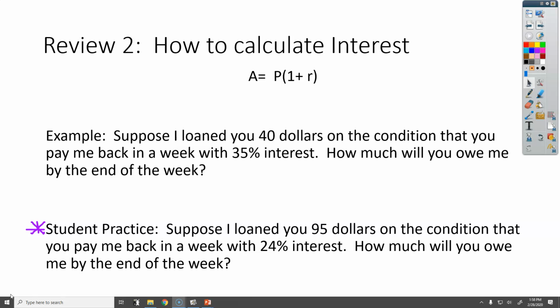Okay. So guys, you should be getting about 117.8. Let's see how to do this. So Adrian Hernandez, help me set this up a little bit. I'm going to write A equals what?